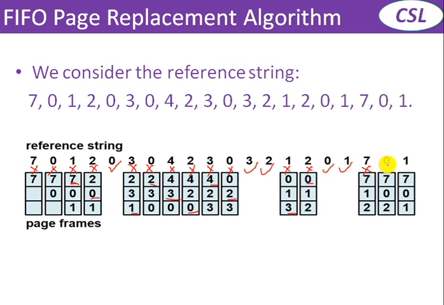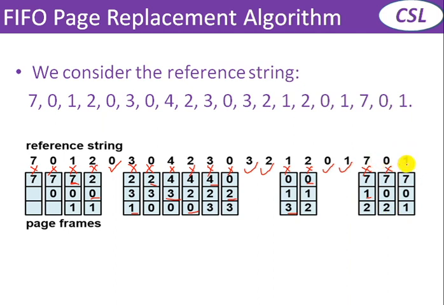Next request is 0. 7, 1, 2 are available, 0 is the new request, so it is a miss. Among 7, 1, 2, which one is the oldest? 1 is the oldest, so we remove 1 and place 0. So the available pages are 7, 0, 2.